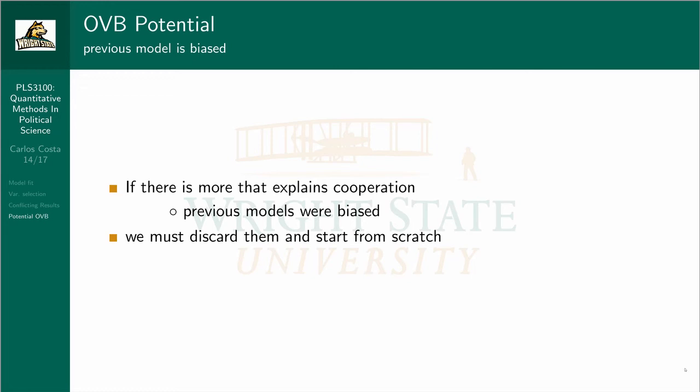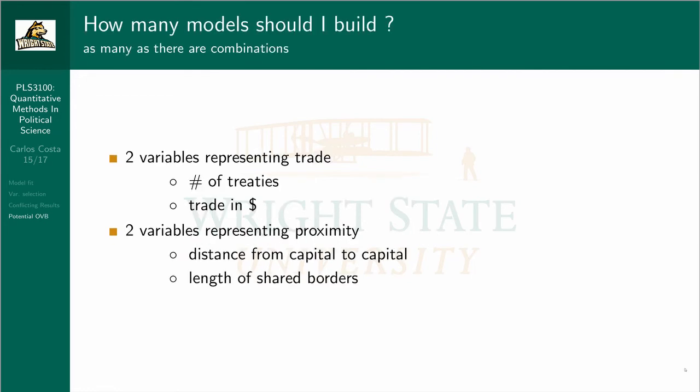In the two previous models that you ran, you chose the trade in dollars model because it was a better model, but now you can't be confident that that is in fact a better model because that could be a biased result. So you have to start from the very beginning. How many models should you build? The short answer is you should build as many models as there are possible variable combinations.